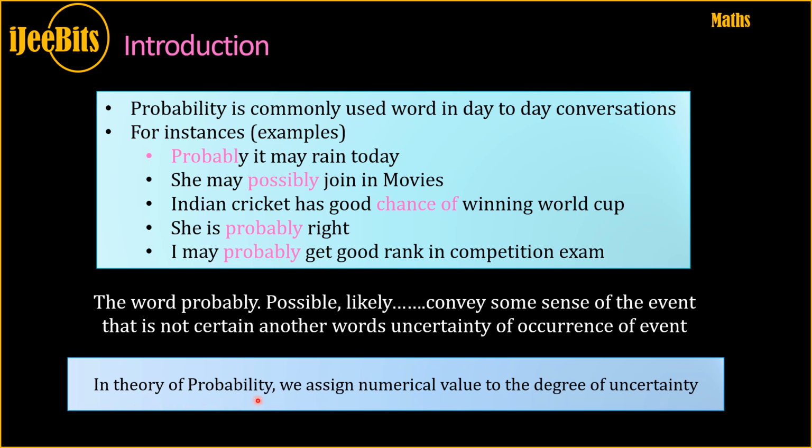So in the theory of probability, in a nutshell, what we are saying is we assign a numerical value to a degree of uncertainty. We are assigning a numerical value to a degree of uncertainty in probability.